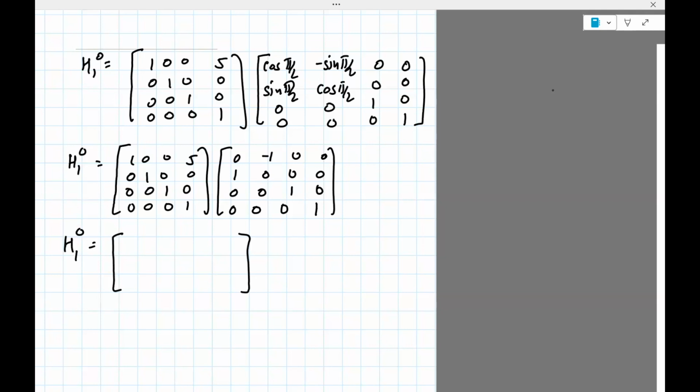At this point, you can use Python, no problem. Okay, so that is transformations. Any questions? Okay, no questions. Okay, so next, let's go to Euler angles.